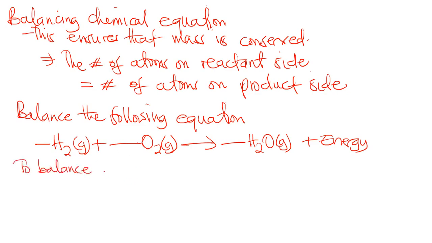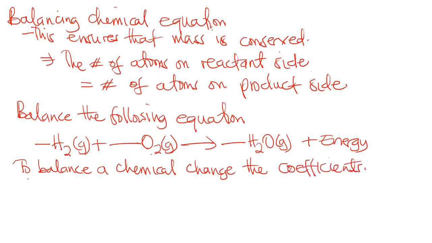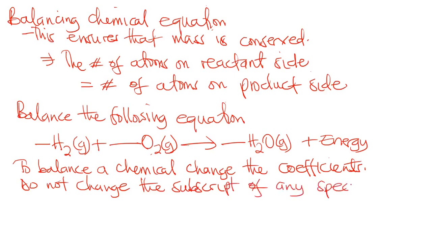To balance a chemical equation, change the coefficients. Do not change the subscripts. So do not change the subscript of any species. For example, if you want to change where I have labeled X, this is where you change. Don't change these. Do not change these subscripts. Never do that. Just change in these points. I have labeled X, X, X. That's where you need to change.